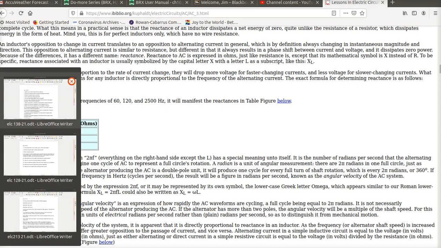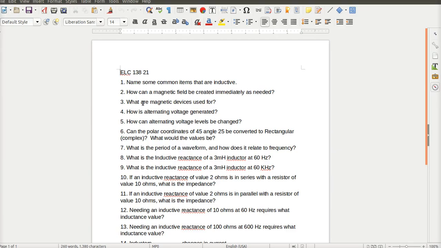Now, in looking at the worksheet, name some common items that are inductive. If you go through the inductive chapter, you can probably come up with some things that are inductive. How can a magnetic field be created immediately as needed? That answer is pretty straightforward. Don't overcomplicate it. What are magnetic devices used for?